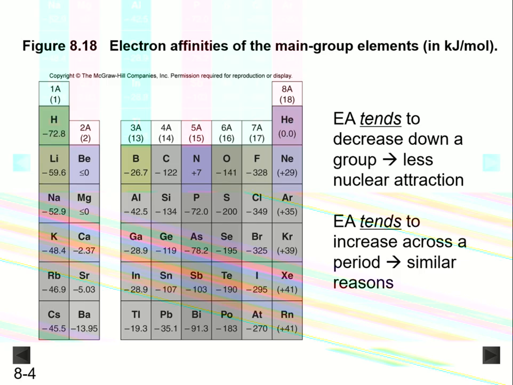The general tendency to decrease down a group is because we have a lower nuclear attraction. We're going to a higher principal quantum number. The electrons are further away from the nucleus, and they're easier to remove, and hence they're less energetic when you stick them back on. The electron affinity tends to increase across a period for similar reasons as we saw for ionization energy. We have a fixed core, so the effective nuclear charge is increasing, the electron is held more tightly, and that is a rough trend.